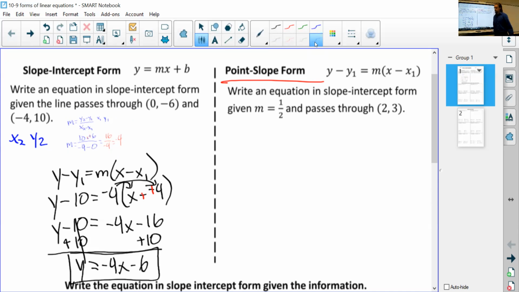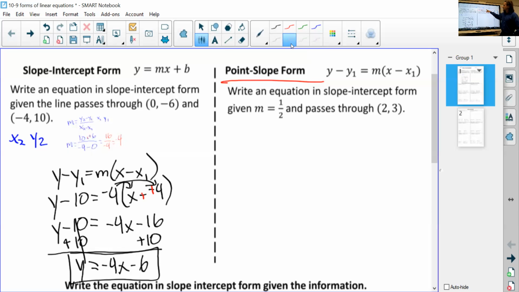So if you're using point-slope form, it's always the same 2 steps to get to slope-intercept form. You distribute to get rid of the parentheses, and then you bring whatever number is on the left-hand side over to the right. And then you would always be left with y equals mx plus b. Okay, then I said there's an easier way to do this.